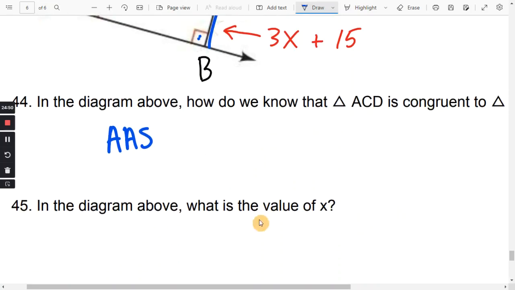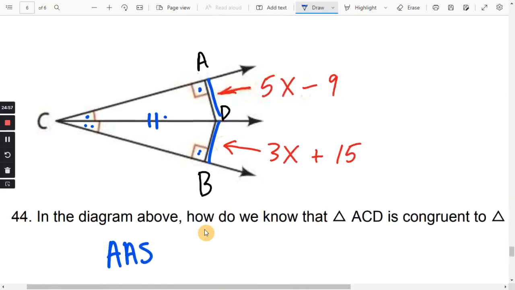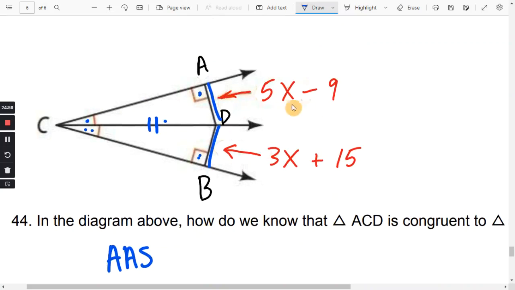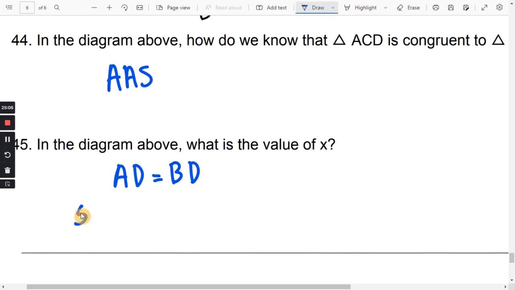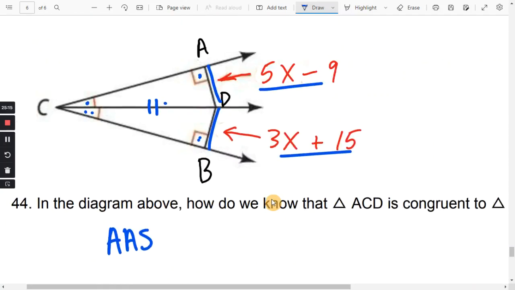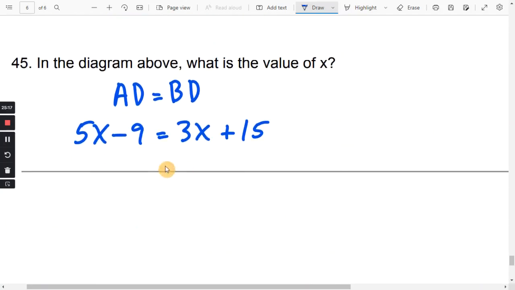All right, so for the last one for X, we know that AD equals BD. And you just set these equal. AD is 5x minus 9. BD is 3x plus 15. 5x minus 9 equals 3x plus 15. All right, solving for x. I like to subtract the smaller x. So I'm going to subtract the 3x.